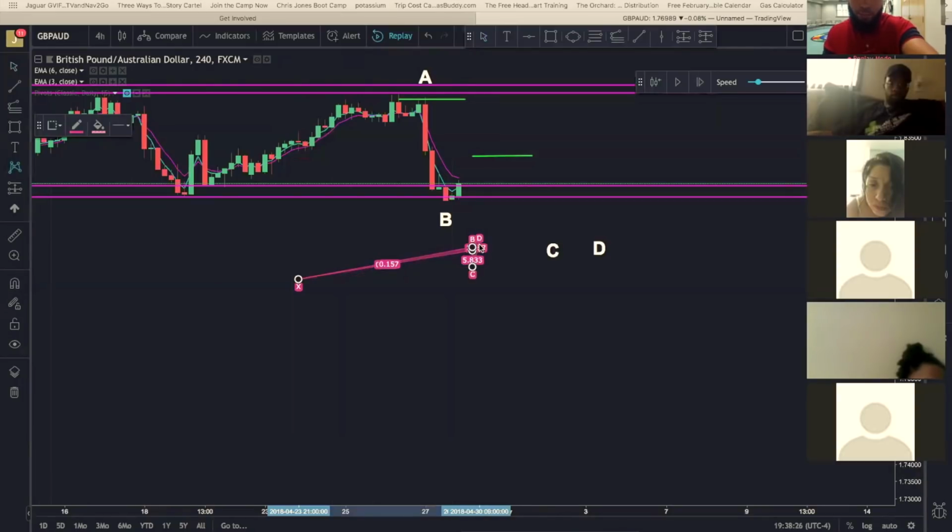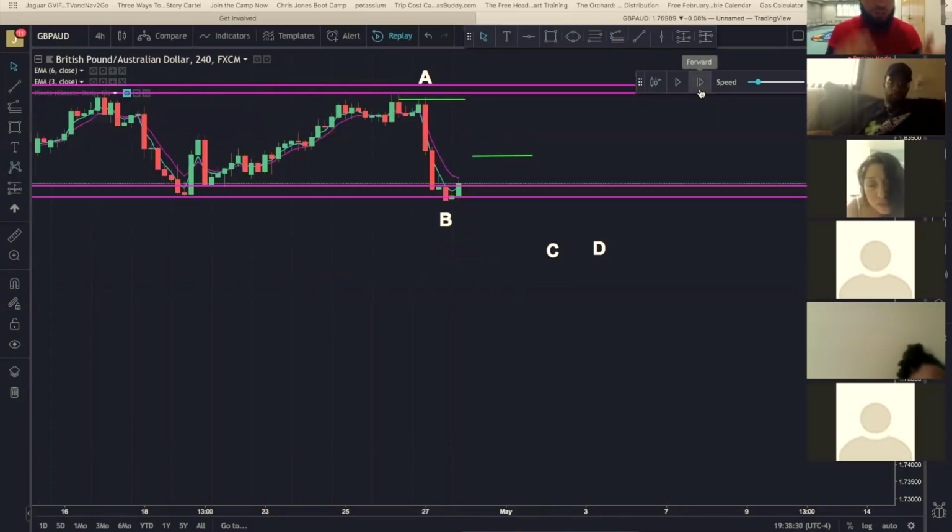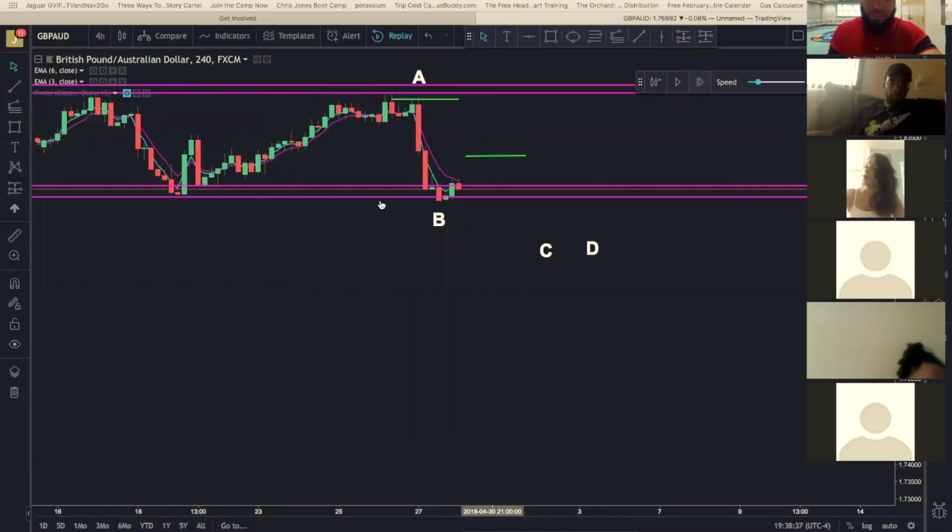But if you learn this, I promise you, you will be able to quit your job in 1 year. I promise you. Because you're going to keep doubling your account. You're going to keep making money. And then eventually you're going to up your lot size. So look, we got our B.